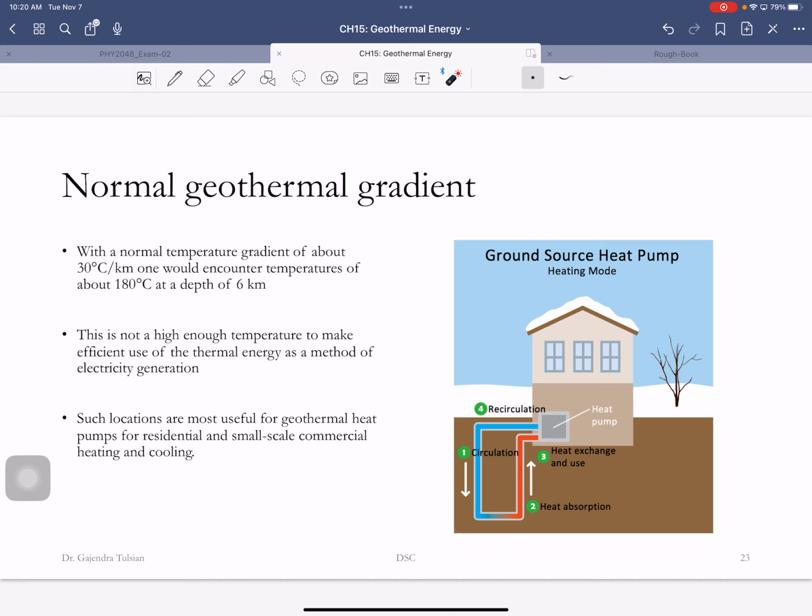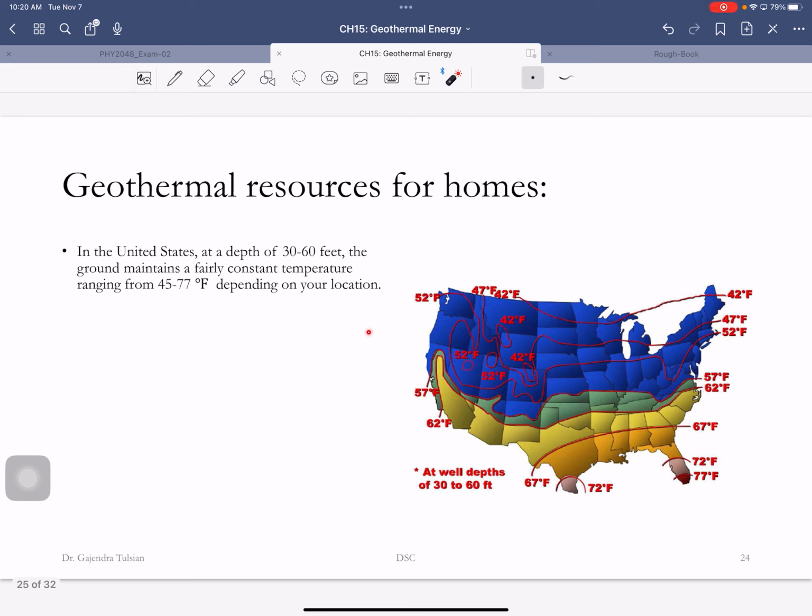This is a good application for geothermal energy, and it can be used in cold countries. Here is a good map to remember and study carefully, not for exams. At well depths of 30 to 60 feet, let's say 30 feet is the height of this building, if you go that deep in Florida, the temperature is a constant 72 degrees.